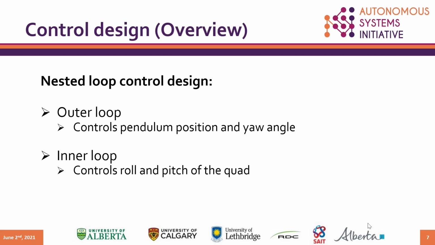For the control design, we take the approach of a nested control loop. The outer loop controls two quantities, the pendulum position and the yaw angle. The inner loop, on the other hand, controls another two quantities, which are roll and pitch of the quadrotor. It's worth mentioning that the TP dynamics are fully immersed in the outer control loop, whereas the pure rotational dynamics partly belong to the outer loop and partly belong to the inner loop, as we are going to see next.